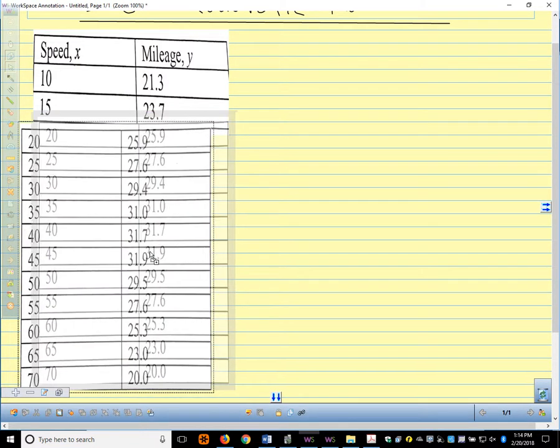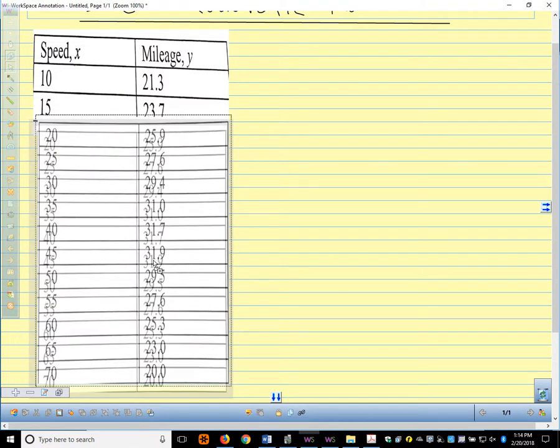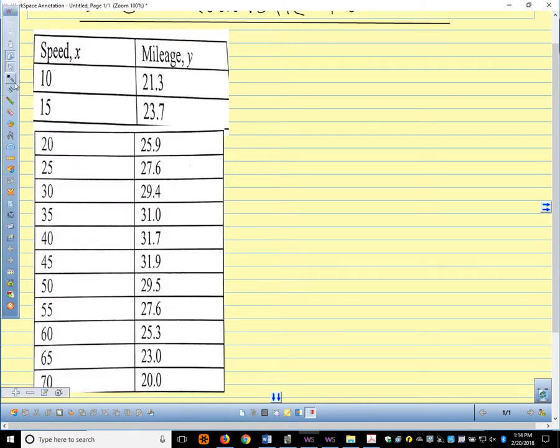So what we have here is a set of data that describes an experiment. We have the speed that our car is going in miles per hour, and the mileage that we get in miles per gallon. So we drive our car at a certain speed, and we see what our mileage is. So this data represents that information.